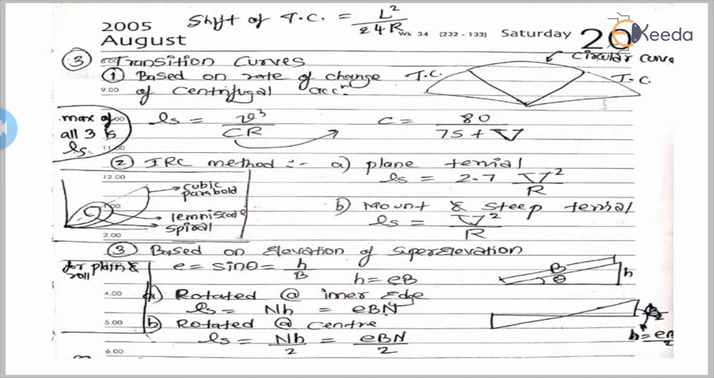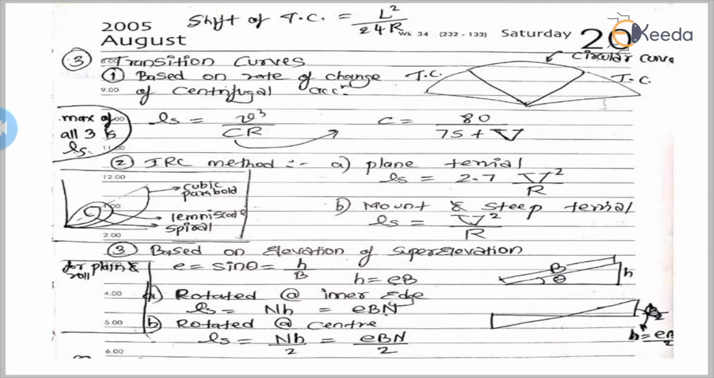Next is rotation at the center. Here the same formula is applied but divided by 2, since it is pivoted at the center. Then the maximum of the three is adopted as the length of the transition curve.